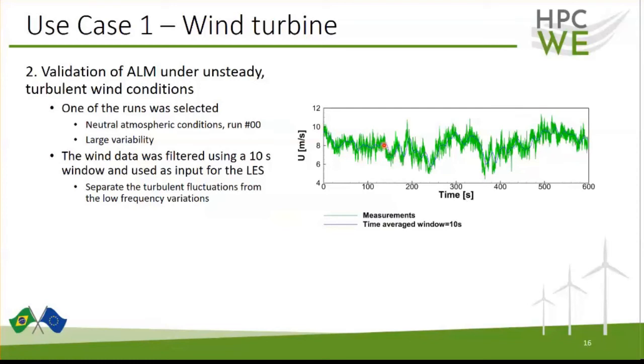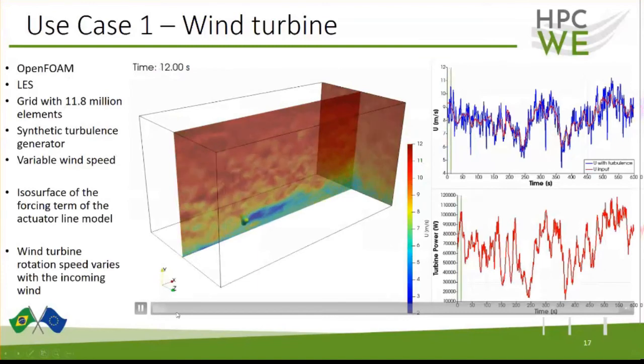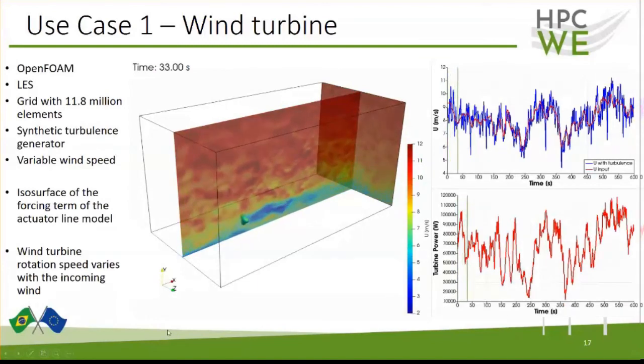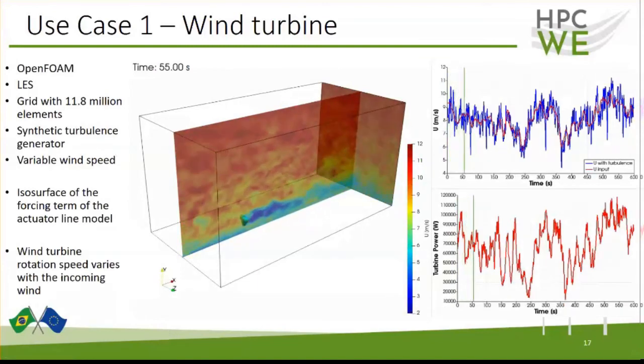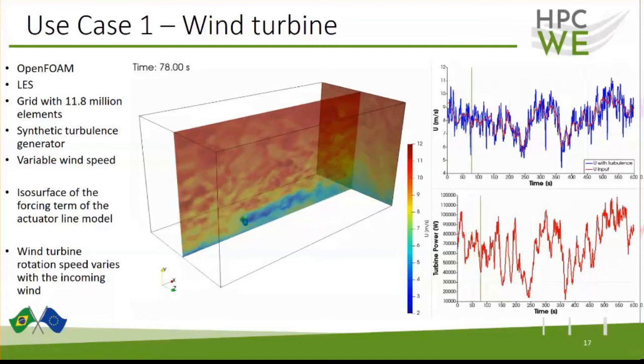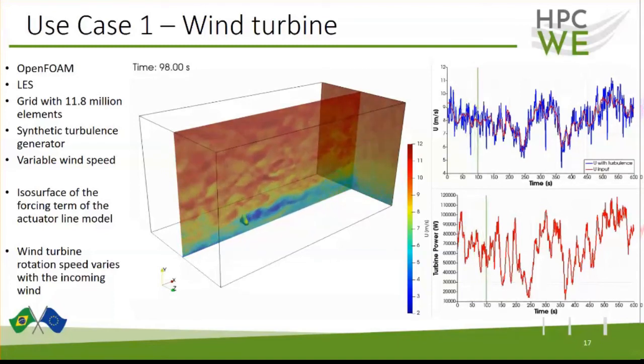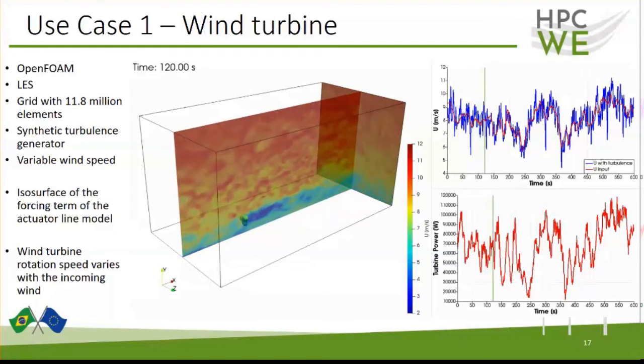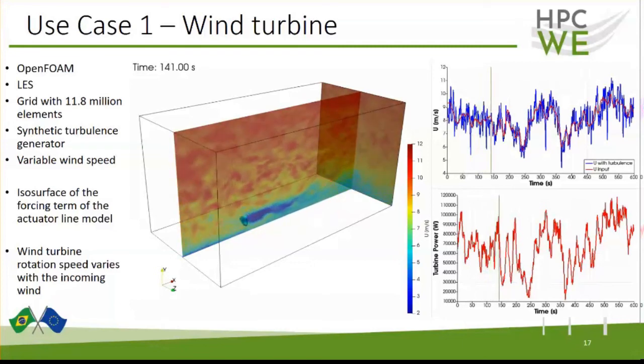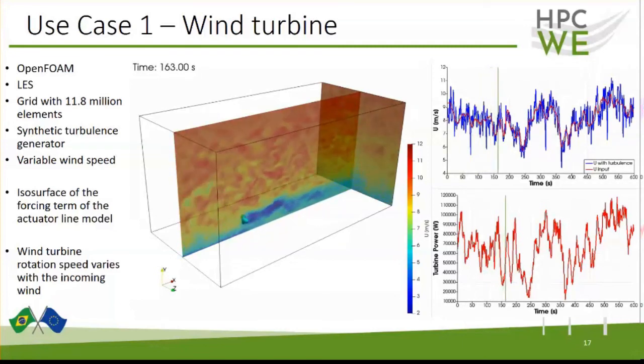Then the simulations took this time averaged velocity and included the turbulent structures using the turbulence generator. Here we see an animation of the simulation using this variable wind speed. So this is an OpenFOAM LES simulation.